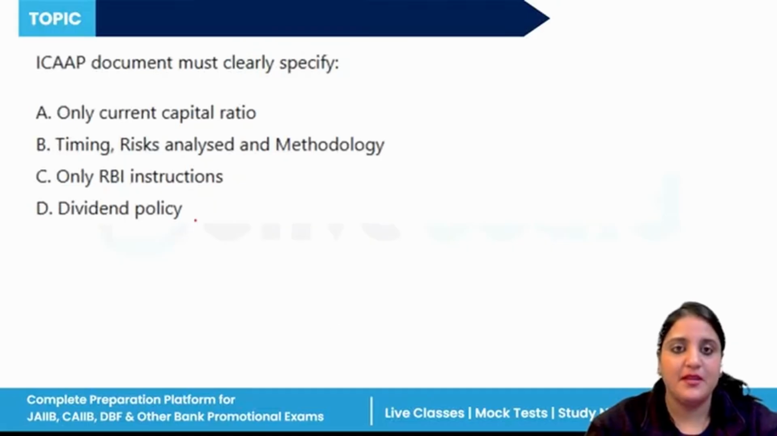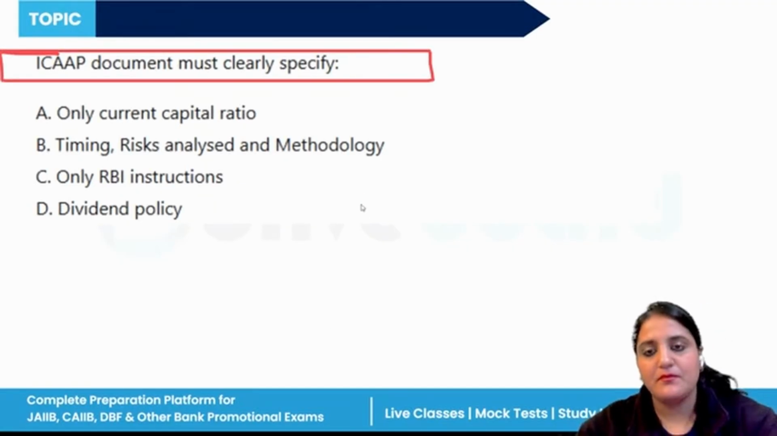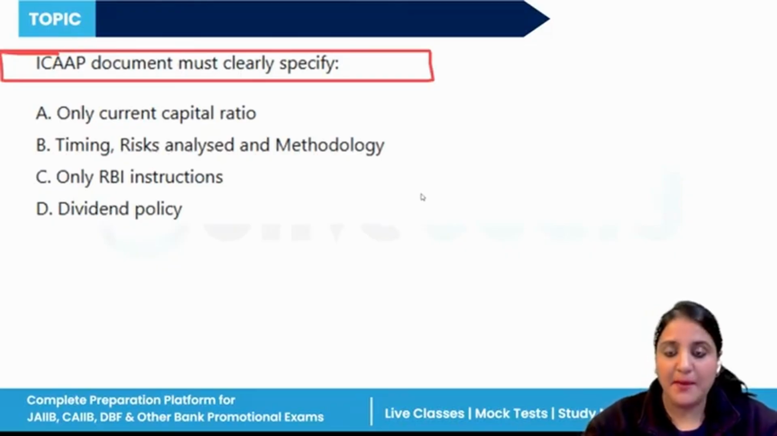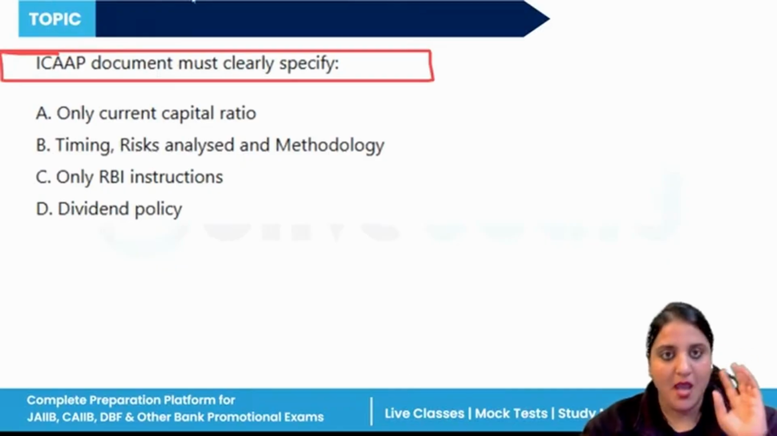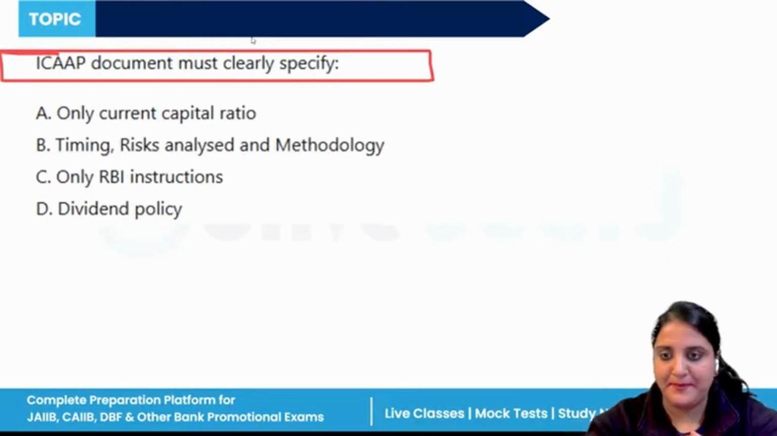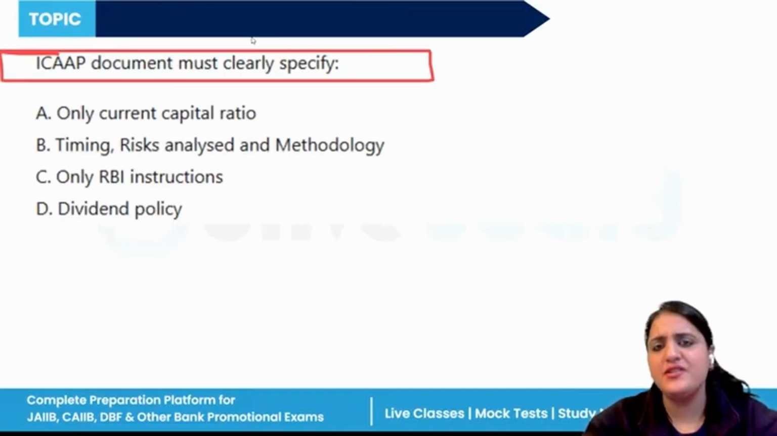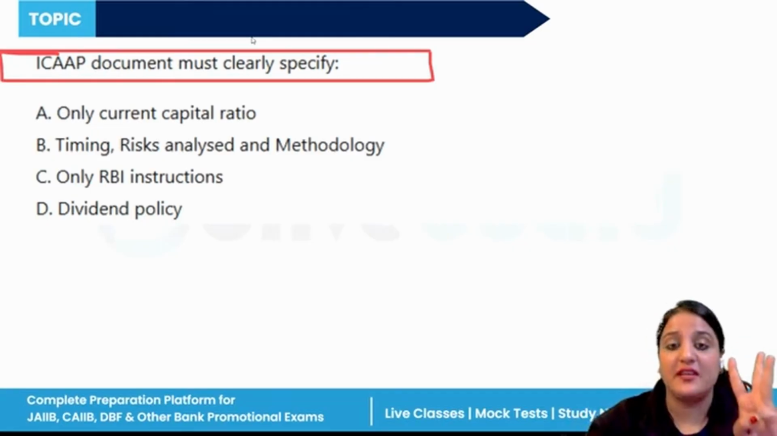Option B is correct. Now, ICAP document must clearly specify what? Suppose, imagine RBI is reviewing your ICAP. He asks, when did you assess your capital? What risk did you consider? What assumptions did you make? Your ICAP has to clearly mention three things.